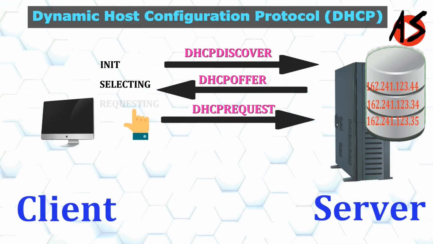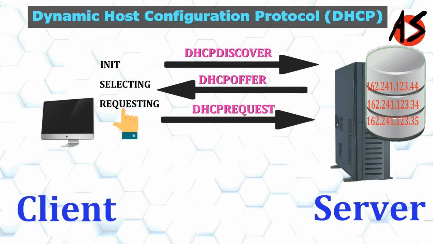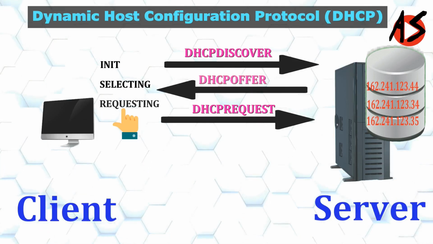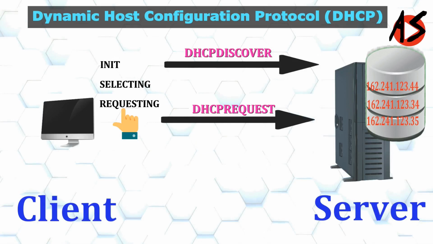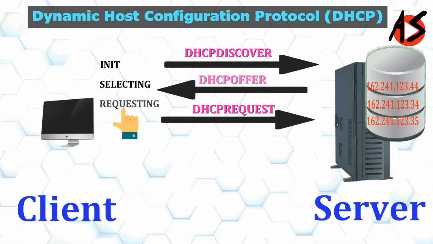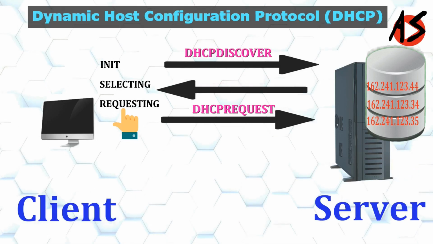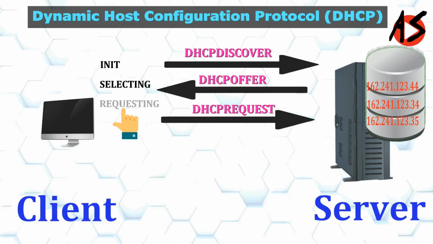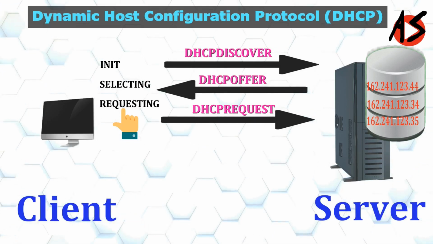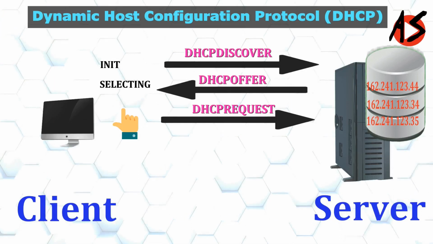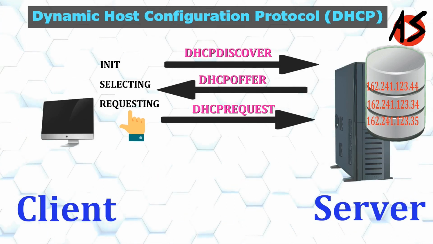However, if the client receives no DHCP offer message, it tries 4 more times, each with a span of 2 seconds. If there is no reply to any of these DHCP discovers, the client sleeps for 5 minutes before trying again.